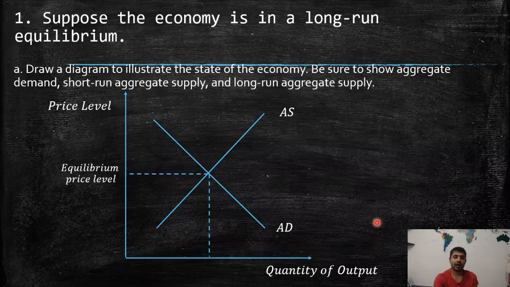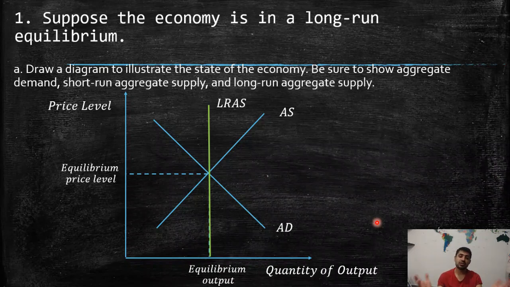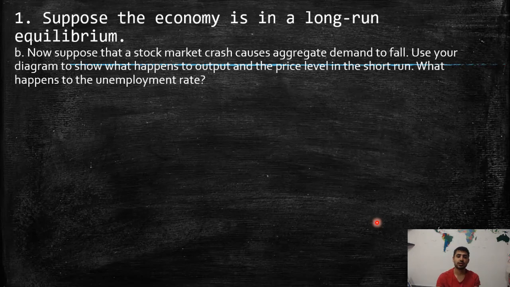Here we have the equilibrium price level, and here we have the equilibrium output, the quantity, which should be like the real GDP. The price level should be like the deflator or the CPI, which stands for Consumer Price Index. And here with a vertical line, we have the long-run aggregate supply. So this is the normal scheme that we face every time when we talk about long-run equilibrium.